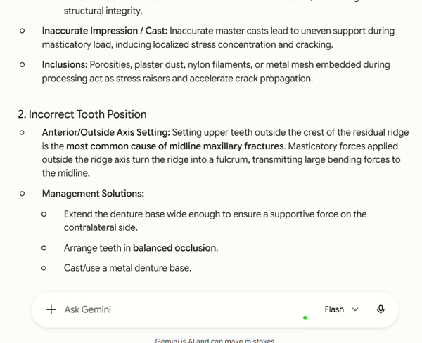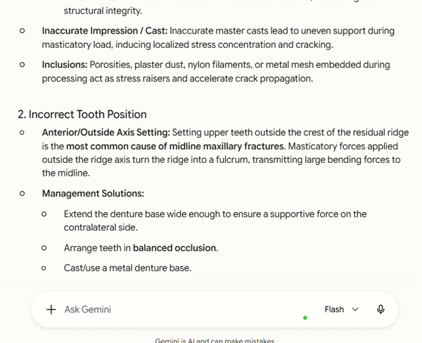3. Incorrect tooth position. Anterior, outside axis setting. Setting upper teeth outside the crest of the residual ridge is the most common cause of midline maxillary fractures. Masticatory forces applied outside the ridge axis turn the ridge into a fulcrum, transmitting large bending forces to the midline.